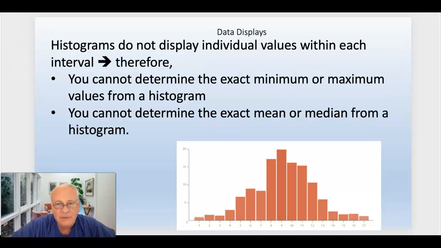Histograms do not display individual values within each interval. Therefore, you cannot determine the exact minimum or maximum from a histogram. It might not show exactly what the max or min is. And you cannot determine the exact mean or median from a histogram, not just from a bar chart like that, unless you go ahead and calculate it, which will take a while.